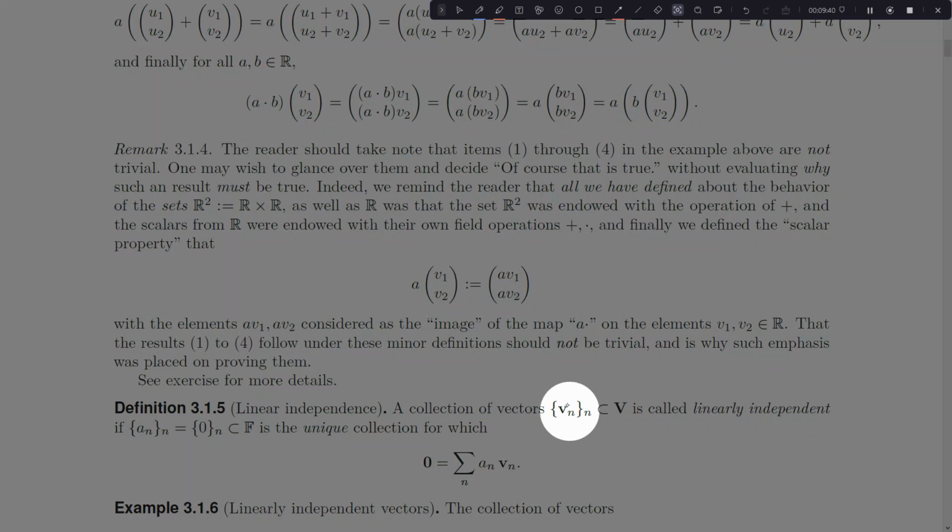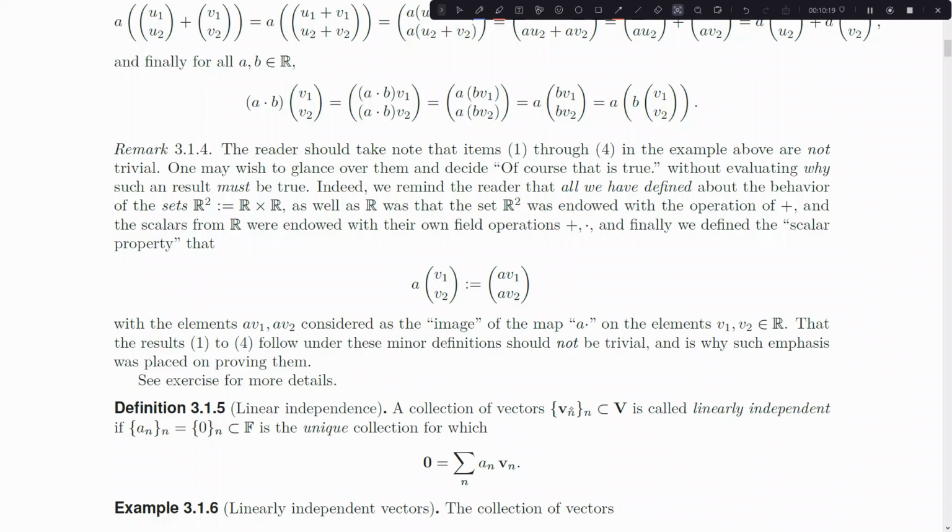So a collection of vectors in the vector space is called linearly independent if the only collection which solves the equation sum of a_n v_n, right, where a_n are elements of my scalar field and v_n are elements of my vector space, the only sum of a_n v_n which adds up to 0 is the trivial a_n, right? So that's what I'm saying here, that a_n has to always be 0. So it's the trivial a_n that adds up to 0. That's what forces linearly independent vectors here.